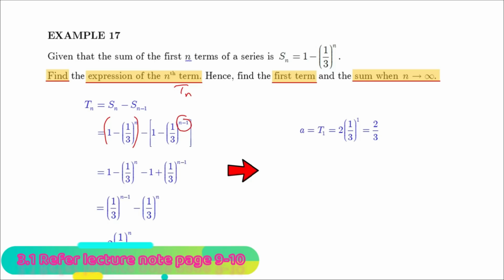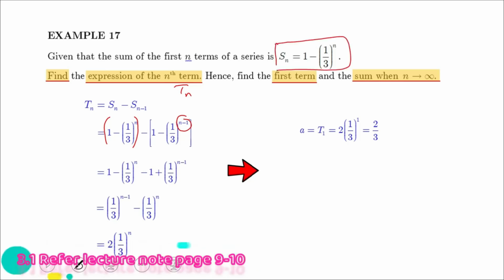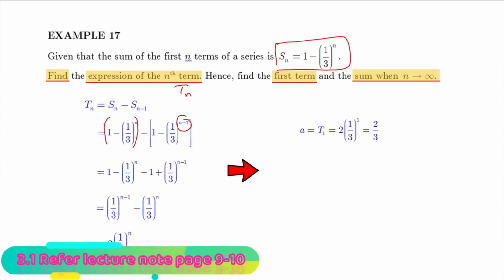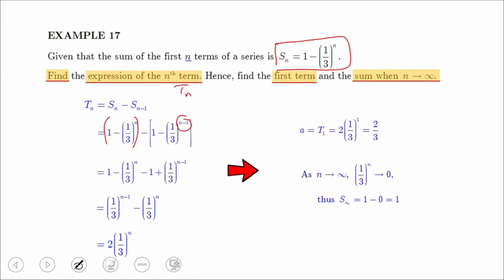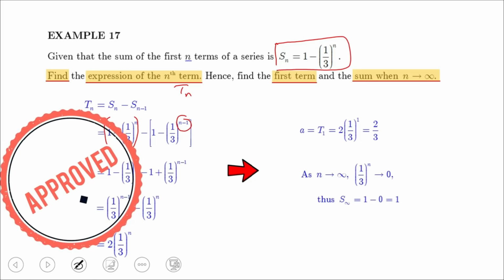Lastly, we have to find the sum when n goes to infinity. Looking back at our Sn here, we have 1 over 3 to the power n. And as n goes to infinity, the fraction 1 over 3 to the power n will go to 0. And then it gives us 1 minus 0 equals 1 as our sum to infinity. Similarly, we can use our S infinity formula to get our S infinity. And we're done.